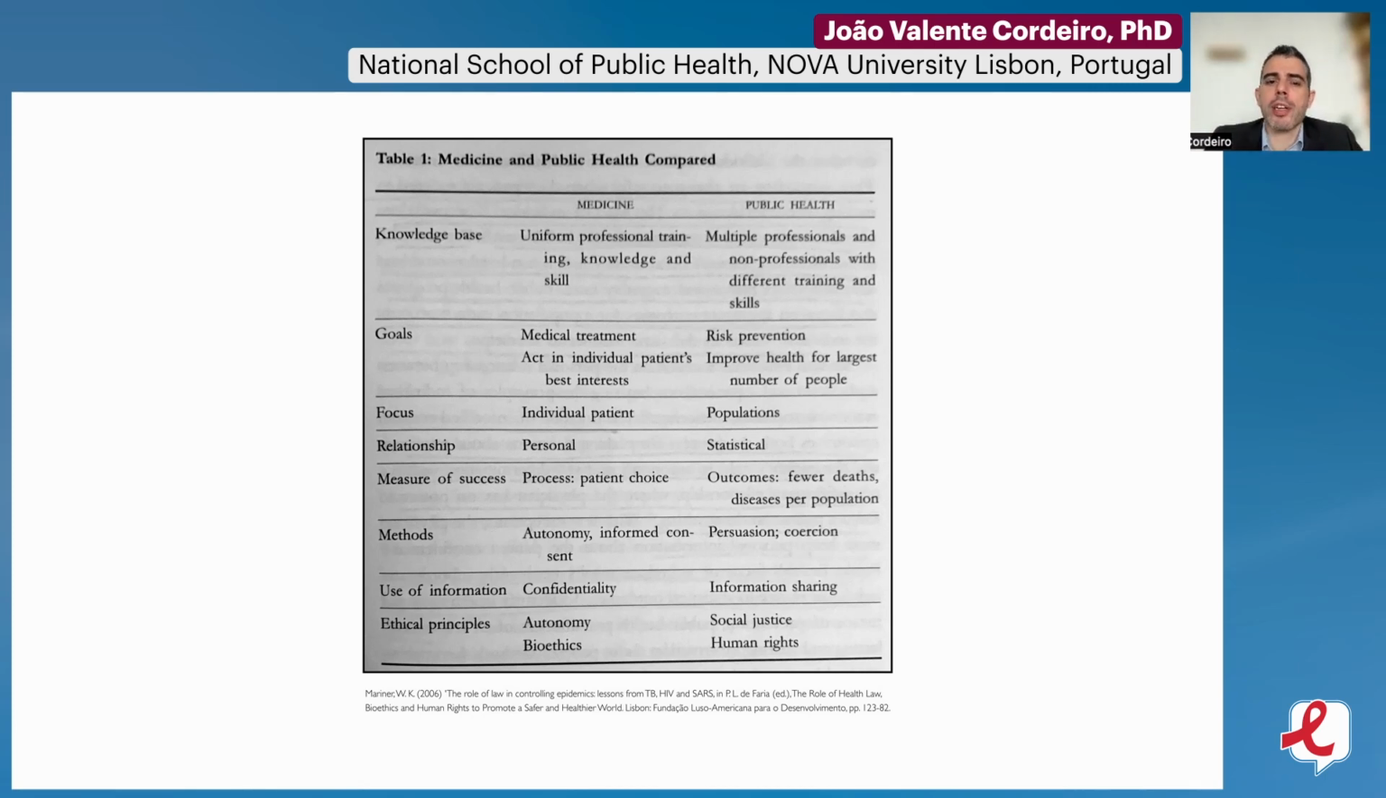Another contextual challenge is the constant travel that we need to make between individual medicine or healthcare delivery and public health, with different focuses on the individual patient and on population health, on the relationship that is established between healthcare professionals and patients, and a broader view on a statistical level in the case of public health, and the different goals of medical treatment and acting in the individual patient's best interests, or preventing risk and improving health for the largest number of people in the case of public health. So this calls for different ethical principles and different lenses to approach the problem.